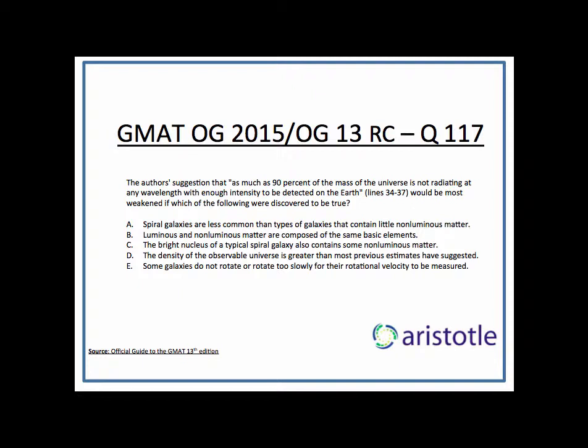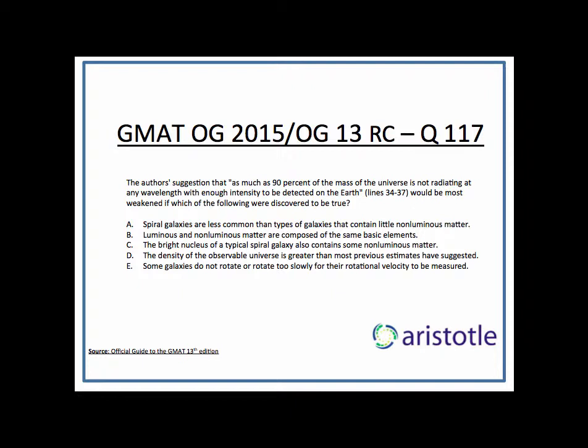B says, luminous and non-luminous matter are composed of the same elements. That doesn't help weaken anything. C says, the bright nucleus of a typical spiral galaxy also contains some non-luminous matter. That's okay, it may contain. It doesn't weaken anything. D says the density of the observable universe is greater than previous estimates have suggested. Even if that is the case, that doesn't make any difference to the suggestion, which is about the non-observable matter. It can't be detected. So no connection. E says some galaxies do not rotate or rotate too slowly for their rotational velocity to be measured. So what? I'm going back to A now.